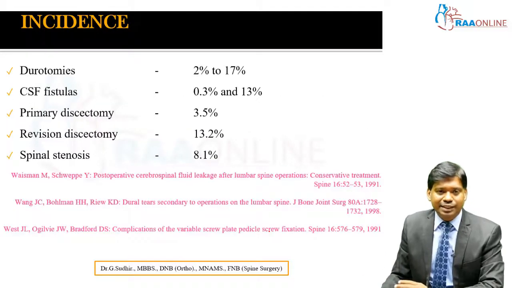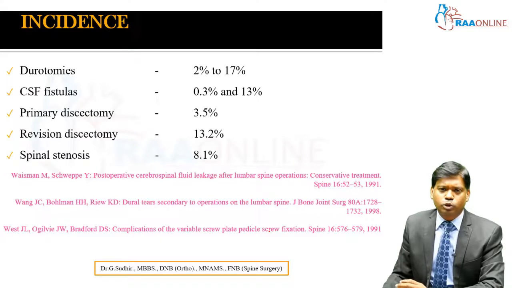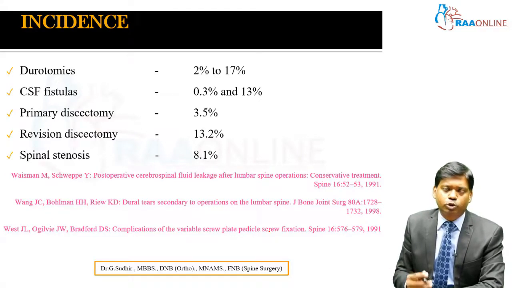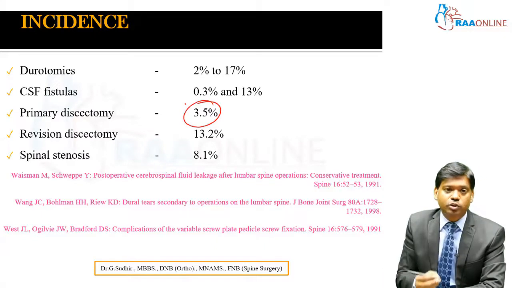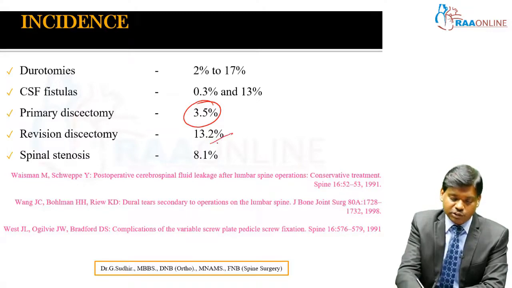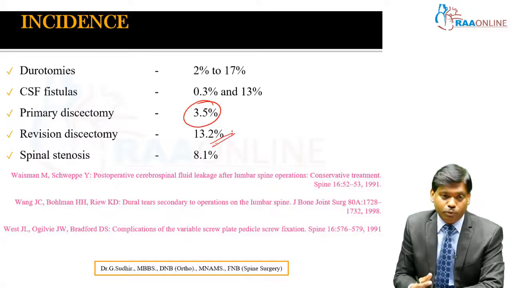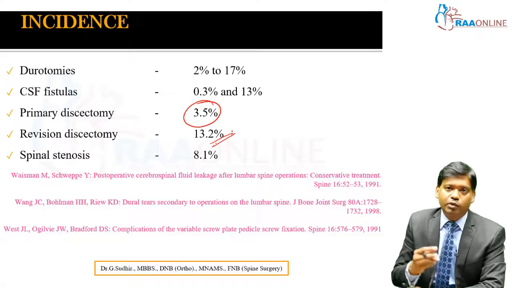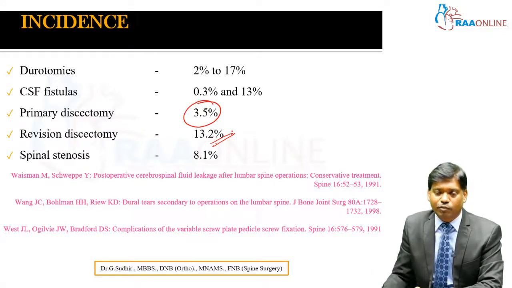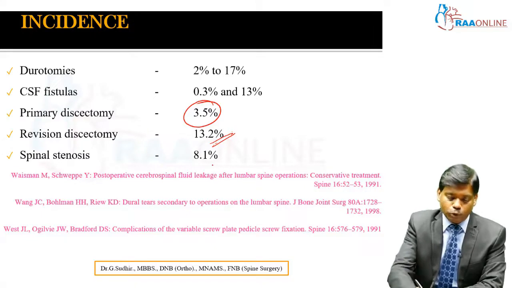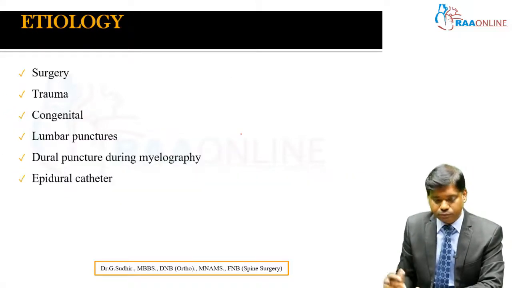So what is the incidence? The incidence of durotomy is about 2% to 17%, and it is about 2 to 4% in case of primary discectomy. However, the incidence of durotomies or dural tear is about 13% in case of revision discectomy or revision procedures. And when we are dealing with spinal canal stenosis because of thick or adherent ligamentum flavum, the incidence can go up to 8 to 9%.